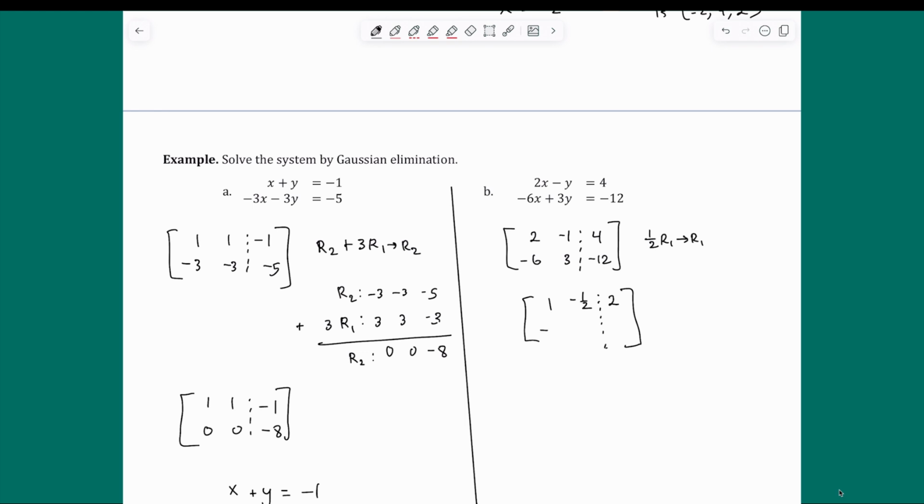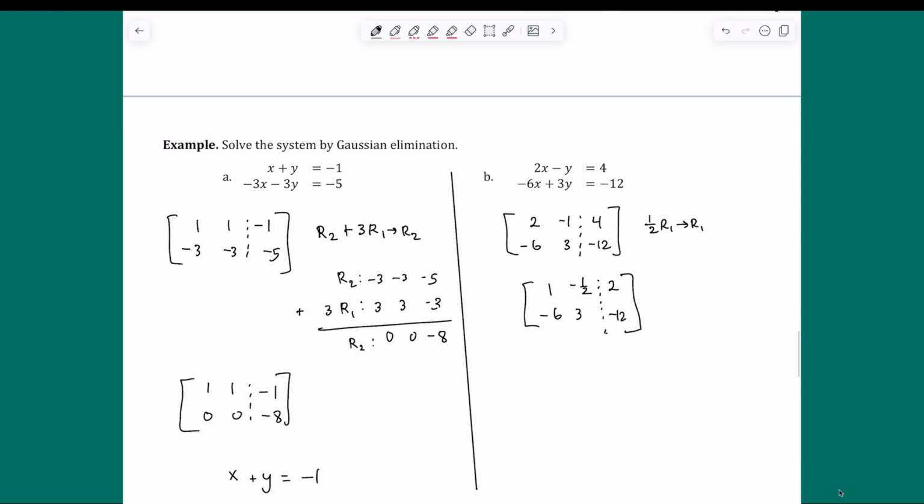All right, the second row stays exactly the same. Now I need to make that negative 6 a 0 by using the first row. So we're going to take row 2 and add a positive 6 times row 1 to get a new row 2. Okay, so what's row 2 look like? Row 2 is negative 6, 3, negative 12, and then we need to multiply row 1 by 6. So we would get 6 times 1, which is 6, 6 times negative 1/2, which is negative 3, and then 6 times 2, which is 12. And that will give us a new row 2. We get 0, 0, and 0.